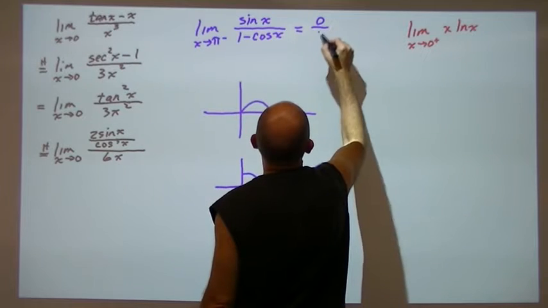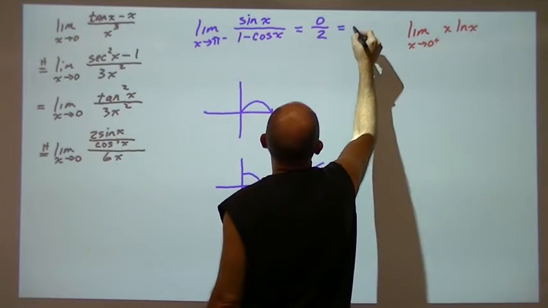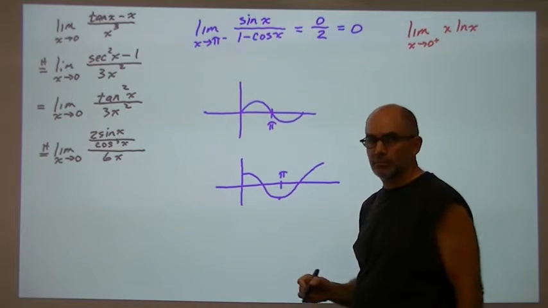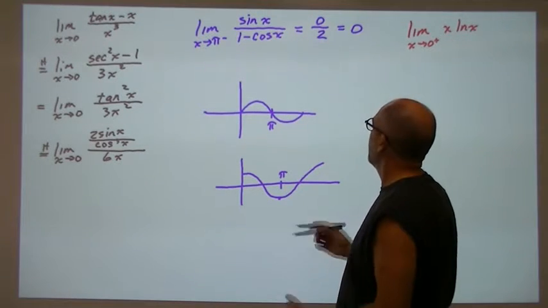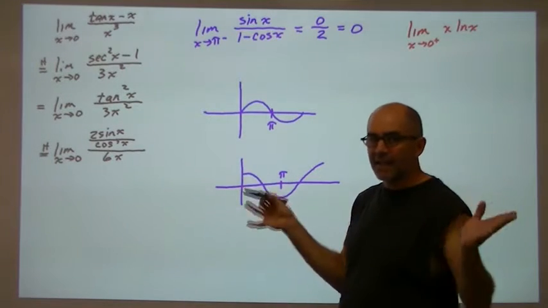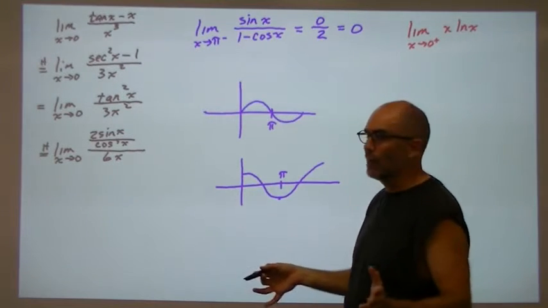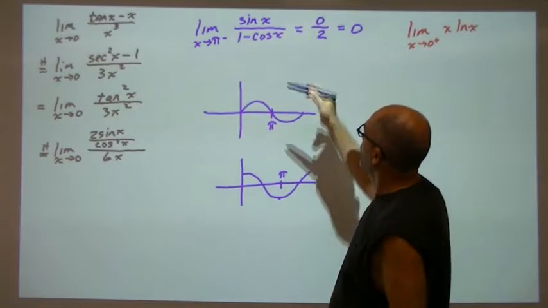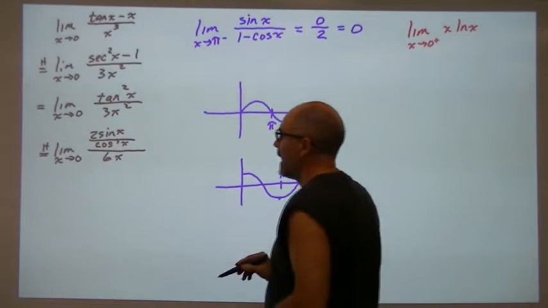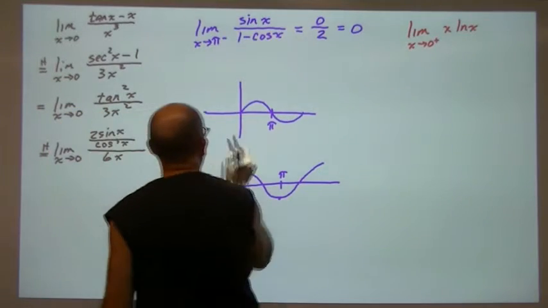0 over 1 minus -1 equals 2, and 0 over 2 equals 0. That's it. Now, let's say we blindly bumbled into L'Hopital. Let's say we didn't really check to see if it was in indeterminate form, and we did L'Hopital anyway.